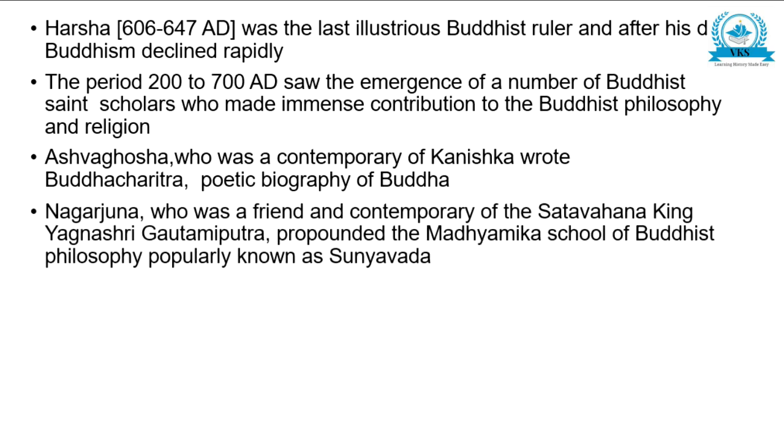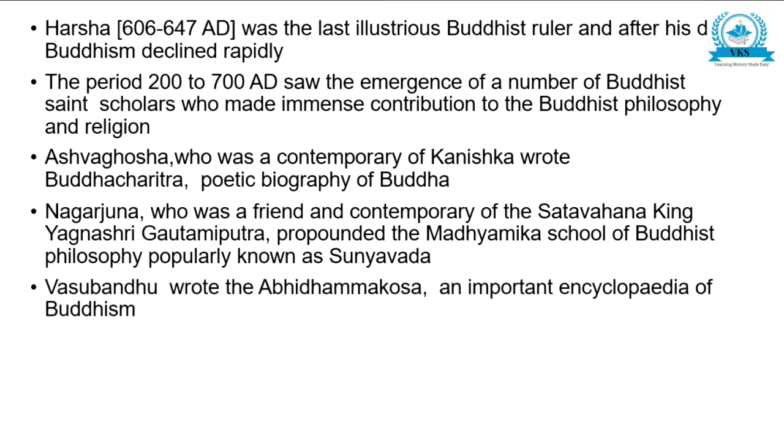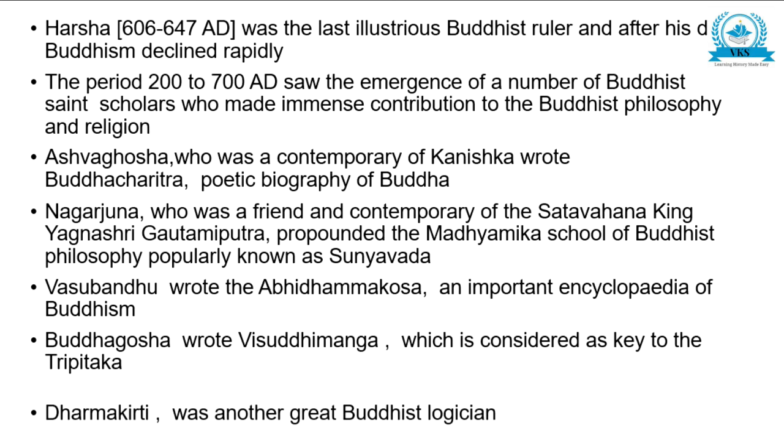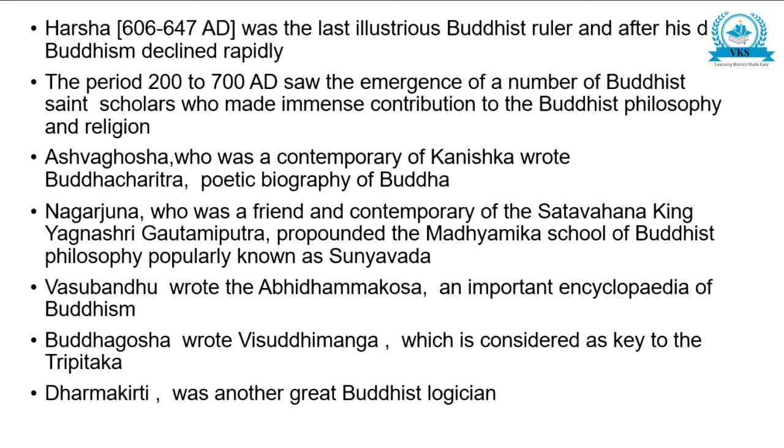Nagarjuna, who was a friend and contemporary of the Satavahana king Yagnashri Gautamiputra, propounded the Madhyamika school of Buddhist philosophy, popularly known as Sunyavada. Vasubandhu wrote Abhidhammakosa, an important encyclopedia of Buddhism, and Buddhagosha wrote Visuddhimarga, which is considered a key to Tripitakas. Dharmakirti was another great Buddhist logician.